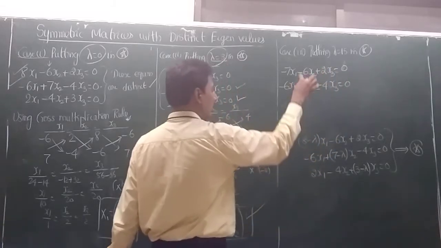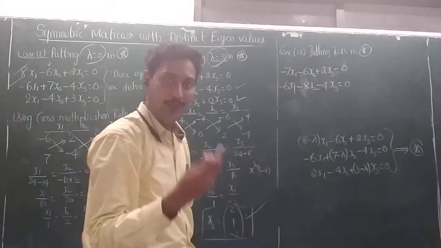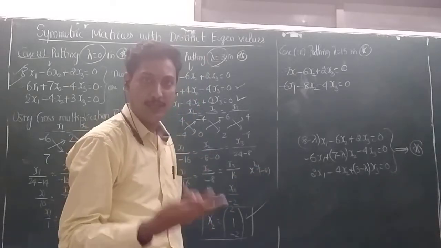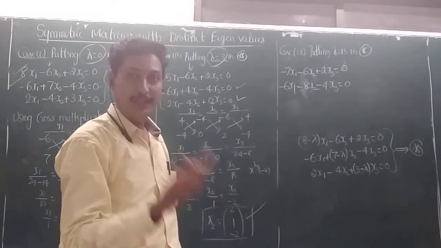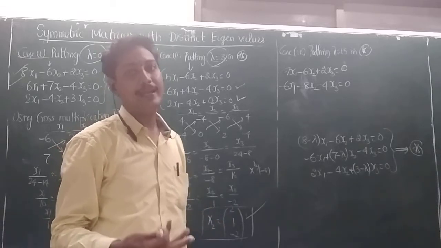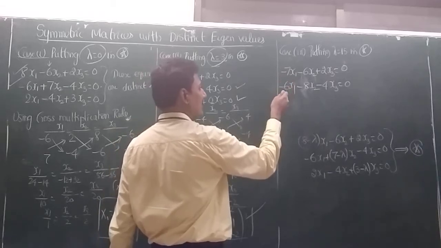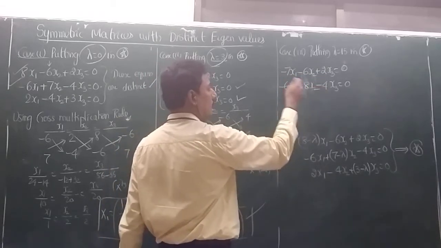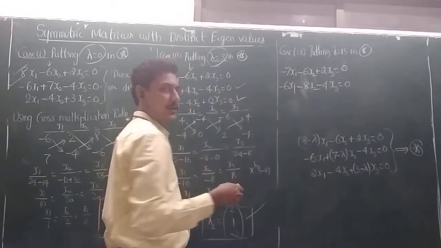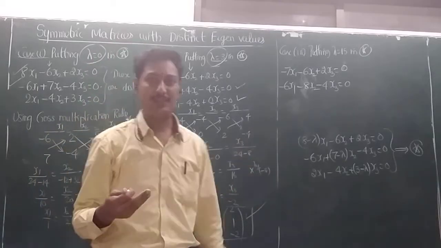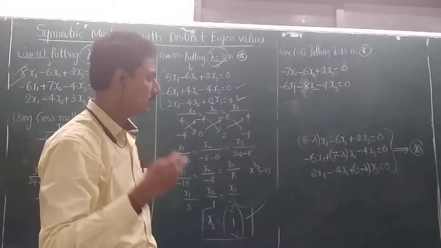I think these two equations are distinct. No need to write even the third equation, because when we apply the cross multiplication rule, we need at least two distinct equations. These are two different ones: 7, 6, 6, 8, 2, 4. So these two are two distinct equations, and the third one is not necessary. If you want, you can write it, otherwise not necessary.